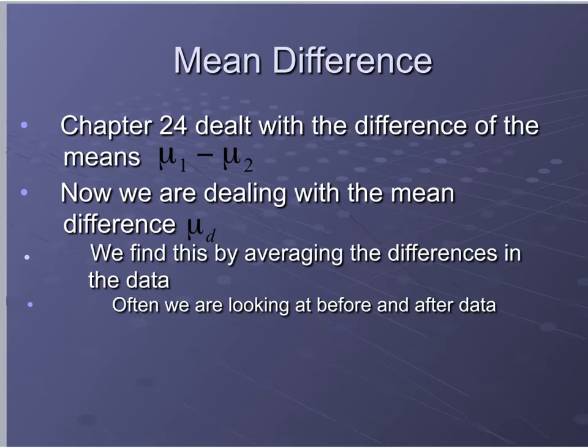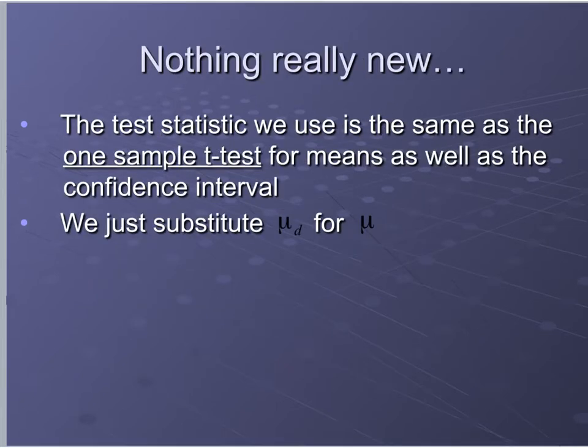So the mean difference was chapter 24, where you found the mean of 2 independent experiments, 2 independent populations, 2 independent samples, 2 independent treatment groups, and you subtracted those averages. You subtracted the means. Now we're looking at not independent, like a before and after, and we're finding the mean of the differences. We find this by subtracting the before and the after, or group 1, group 2, whatever it is, and we find the average of those differences. We're not really doing anything new.